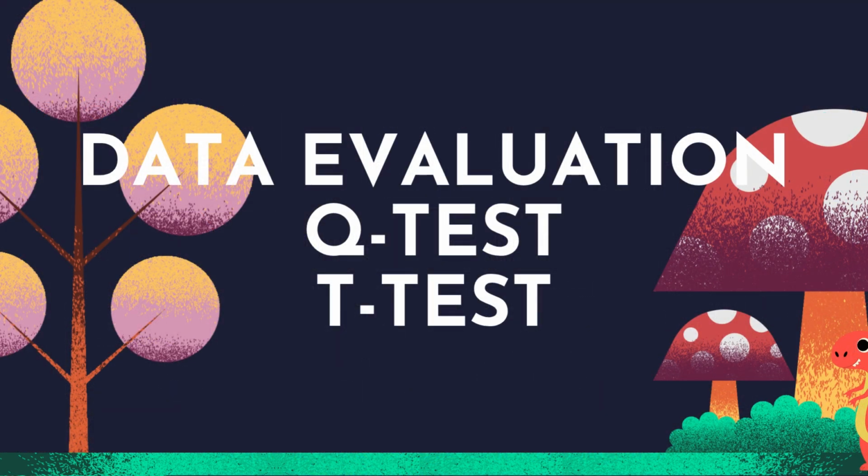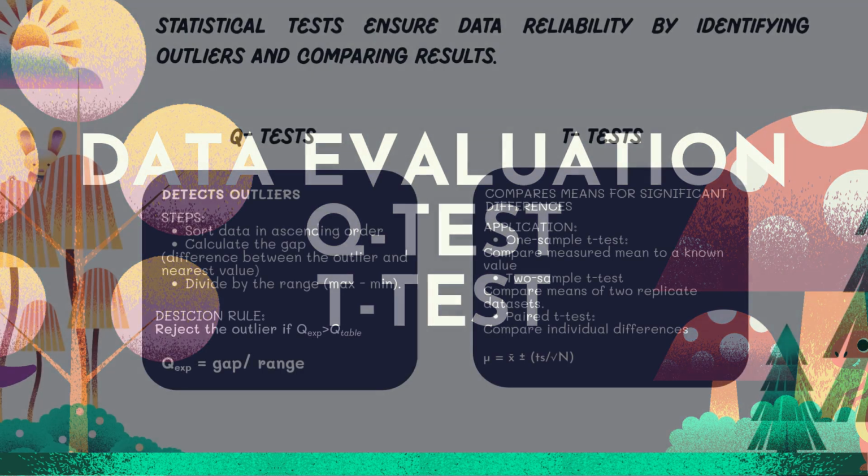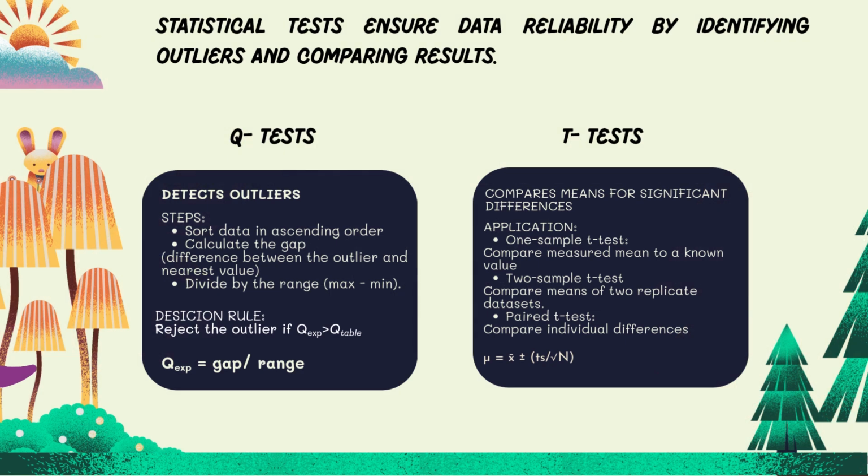Now let's move to the last part of this lesson, which is data evaluation. Here, we will learn about two things, which are the Q-test and the T-test. These statistical tests are introduced to ensure data reliability by identifying outliers and comparing results. There are some comparisons between the Q-test and the T-test.